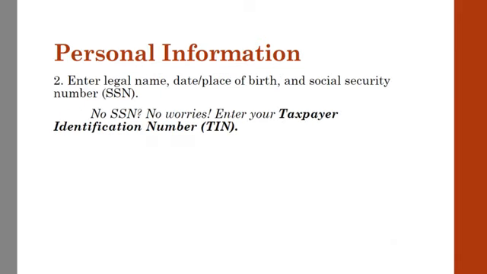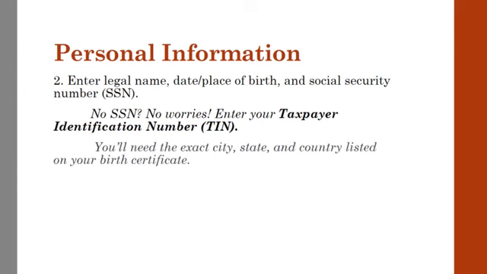You'll be asked to enter your legal name, date, and place of birth, and social security number. If you don't have a social security number, no worries. You can enter your taxpayer identification number. This 9-digit number is going to be found at the top of your previously filed tax forms. Also note, for the date and place of birth section, you'll need to enter the exact city, state, and country listed on your birth certificate.